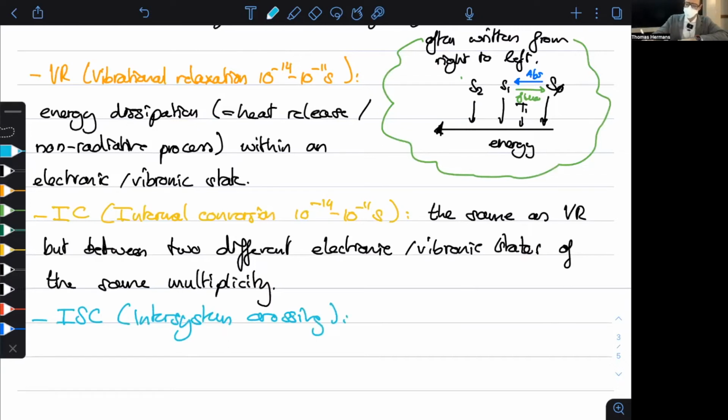That's actually 10 to the minus 8 to 10 to the minus 3 seconds. So it's much slower. Keep an eye on these time scales because it might just be numbers, but it's important.